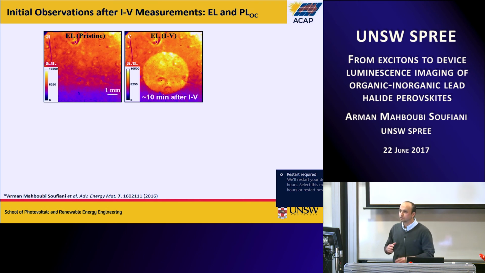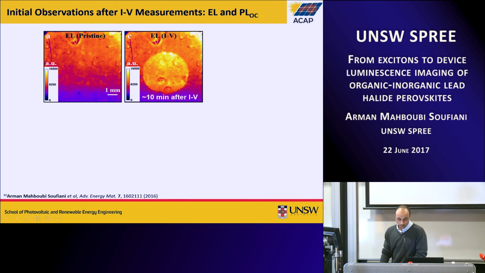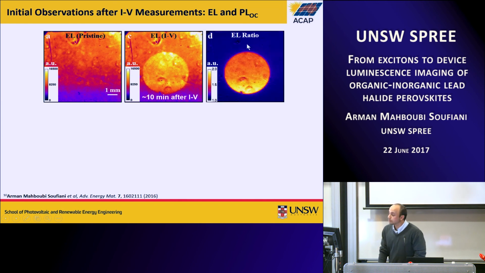And this is a good way to track the fate of this bright area, right? And this bright area, which is enhanced EL, is the region that we have illuminated, and the surrounding is where it was masked. So no illumination in this area. So this region has been masked. So in this EL ratio image, you can see a clear effect of illumination, where you have enhanced EL intensity.